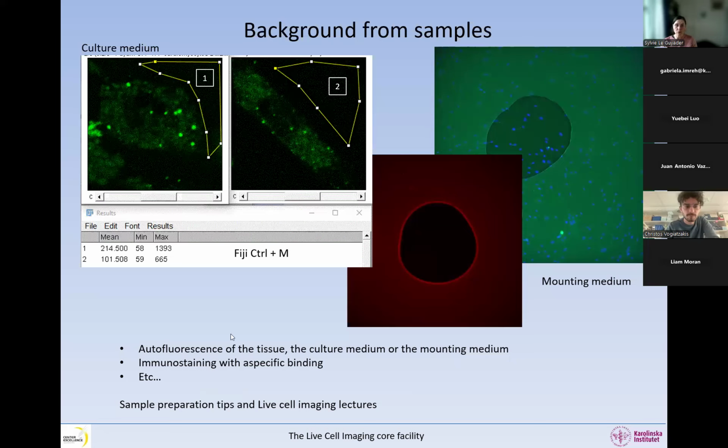come from the sample. So also autofluorescence, and also immunostaining with non-specific binding. Gabby spoke a lot about this yesterday. Please make your blocking stringent so that you do not have non-specific binding of your antibodies, which creates background from the sample. So we have seen this in Gabby's lectures yesterday.